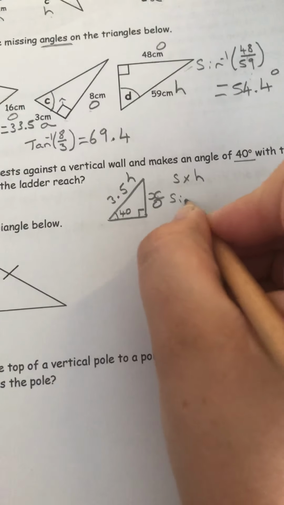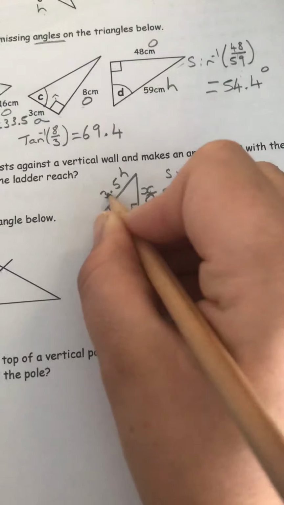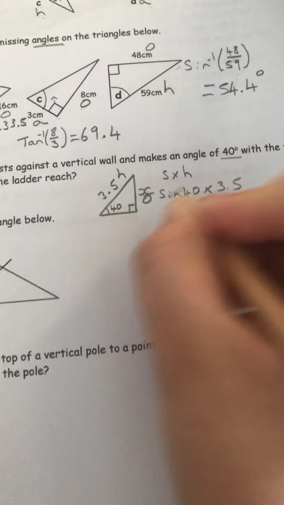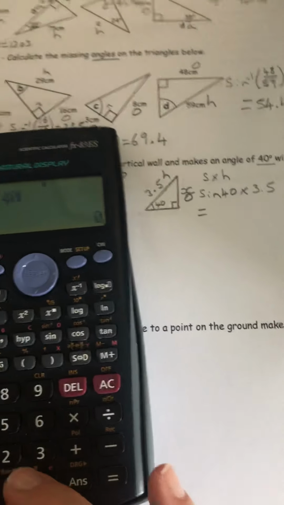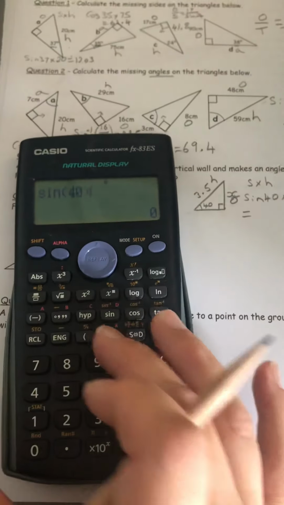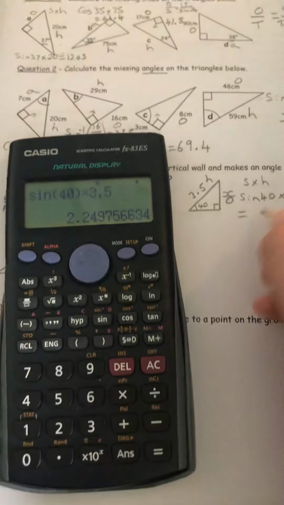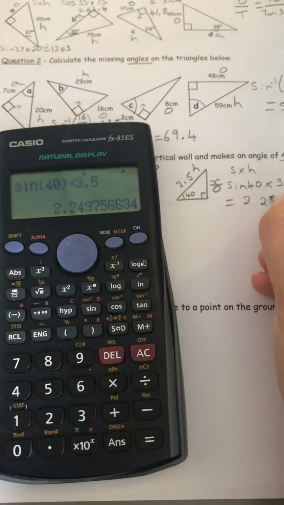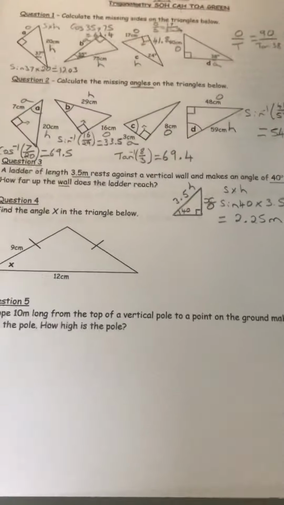S stands for sin. The angle is 40, times H. H is 3.5. Put on the calculator. Sine 40 times 3.5 is 2.25 metres. Okay, I'm going to stop there and do number 4 and 5 on the next video.